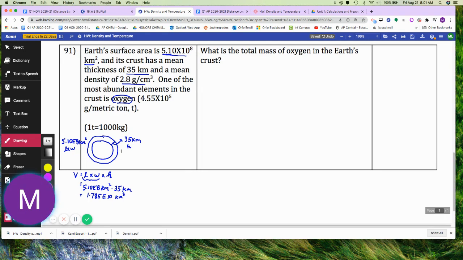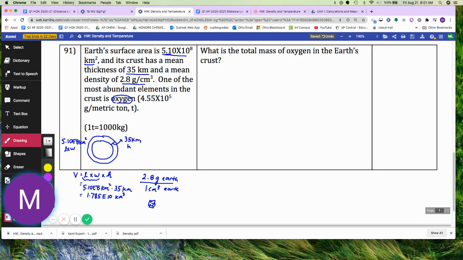And the density of this Earth's crust is 2.8 grams of Earth for every 1 centimeter cubed of Earth. So if you imagine taking a little piece of the Earth and putting it into a little cube and weighing it, it would weigh 2.8 grams. Okay, that's what that means.